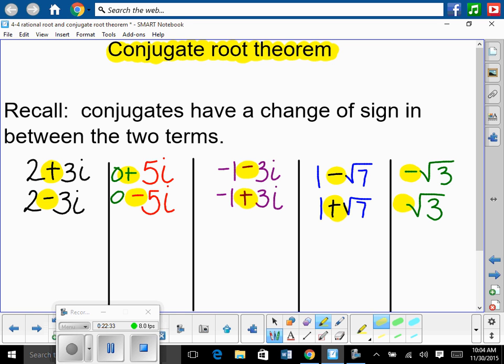Because it has a change of sign in between. So once again, I'm going to ask you, is this a conjugate? Negative 2 minus 3i and 2 plus 3i. Are those conjugates? No, right? This would have to be negative 2.